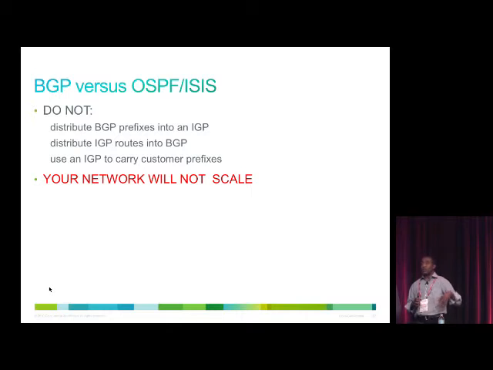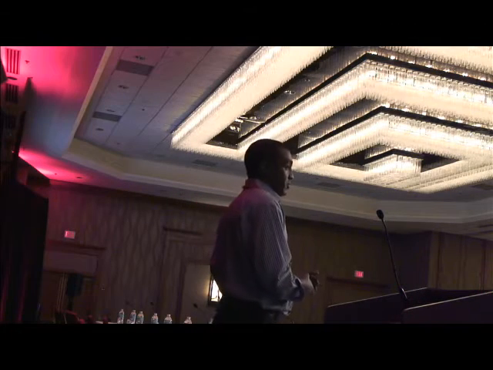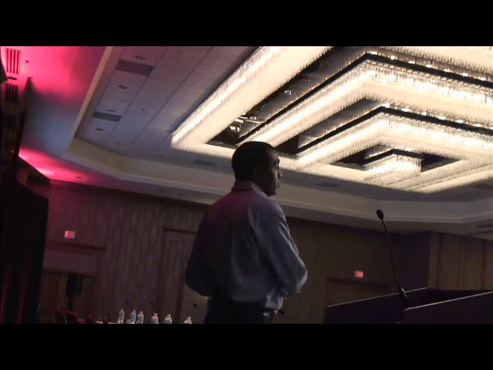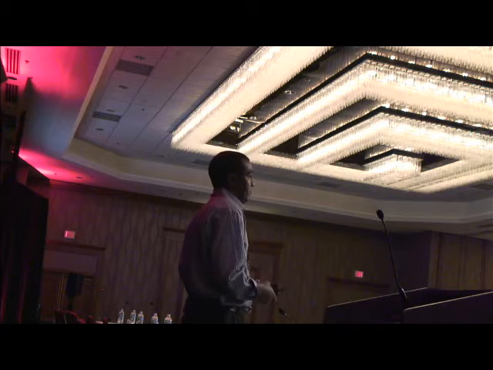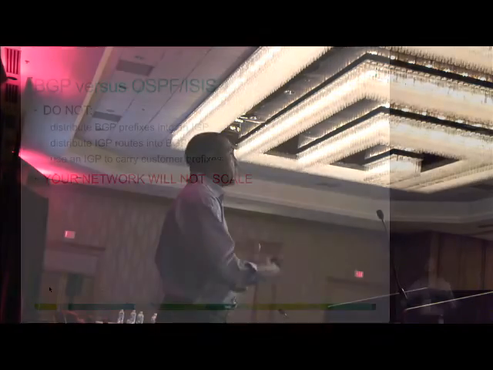There are ways to inject routes. One way is to redistribute IGP into BGP, but it's not advisable. It's better to use network statements to inject routes into BGP instead of redistributing IGP into BGP. So do not use IGP to carry customer prefixes. Use your iBGP to carry your customer prefixes. It doesn't scale and you don't need to do that.